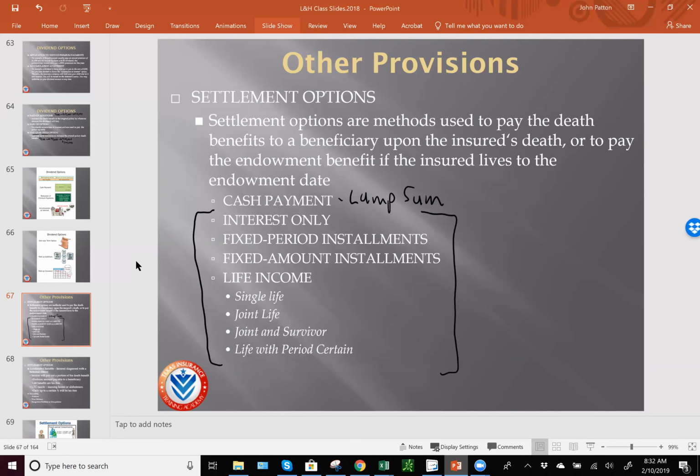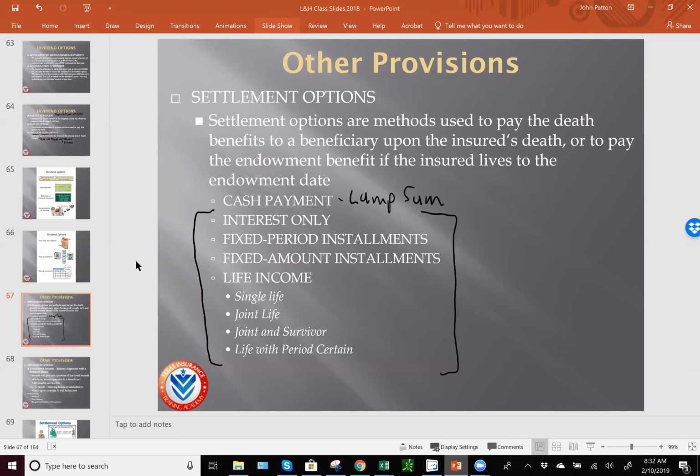Next is fixed period installments. This is where you, the beneficiary, would choose the period or how long you would want that death benefit paid out to you. If you choose the period, that means the insurance company is going to choose the amount of each payment because they're going to figure out the interest that will be attached to each payment.